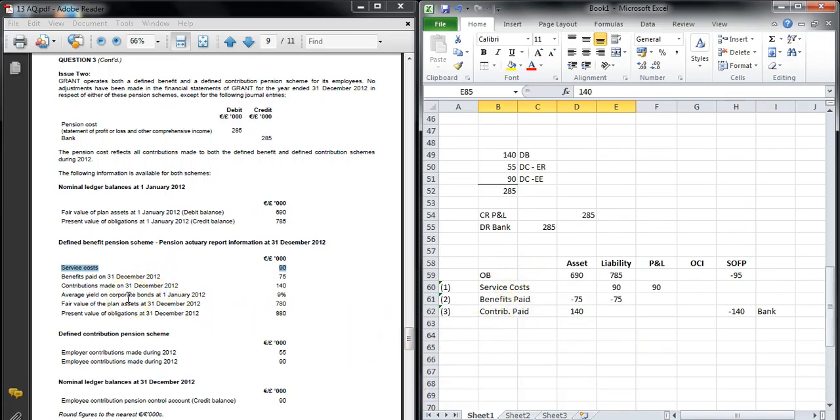The other thing to watch out for here is that you have to recognize interest on the asset and interest on the liability during the period. And you'll typically be given a rate. They may be separate rates, or you may be just given one rate. So we'll do interest here.